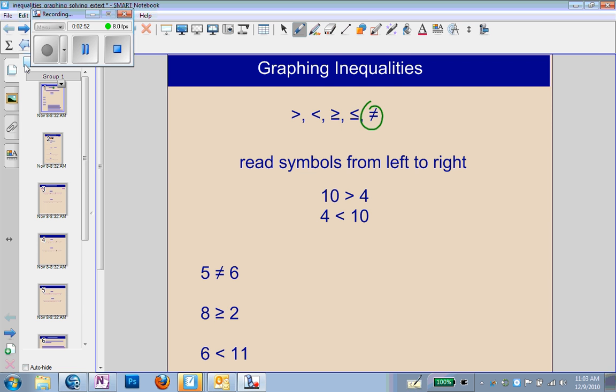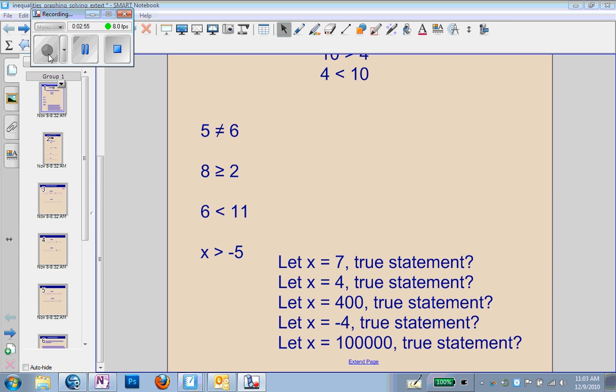So now we're going to read the following. 5 is not equal to 6. The next one. 8 is greater than or equal to 2. Good. The next one. 6 is less than 11. Correct.